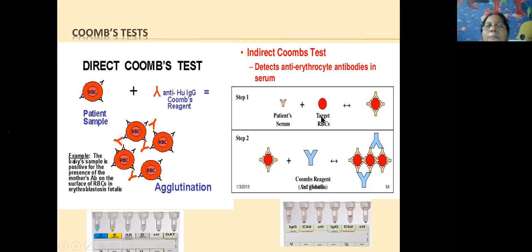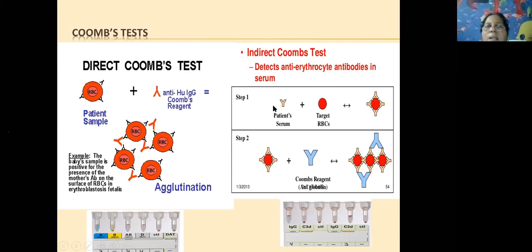Indirect is when the RBCs are not there. The free antibodies are present. This we do for the fetus, and this we do in the mother to find out whether she has antibody. So this antibody is present in the mother's serum. So we add some RBCs, not the mother's or the child's, some other RBCs. So it binds. Now this is equivalent to this. Okay. So this has one more step. That's all. So after this, you add the Coombs serum, then the clumps will be formed.